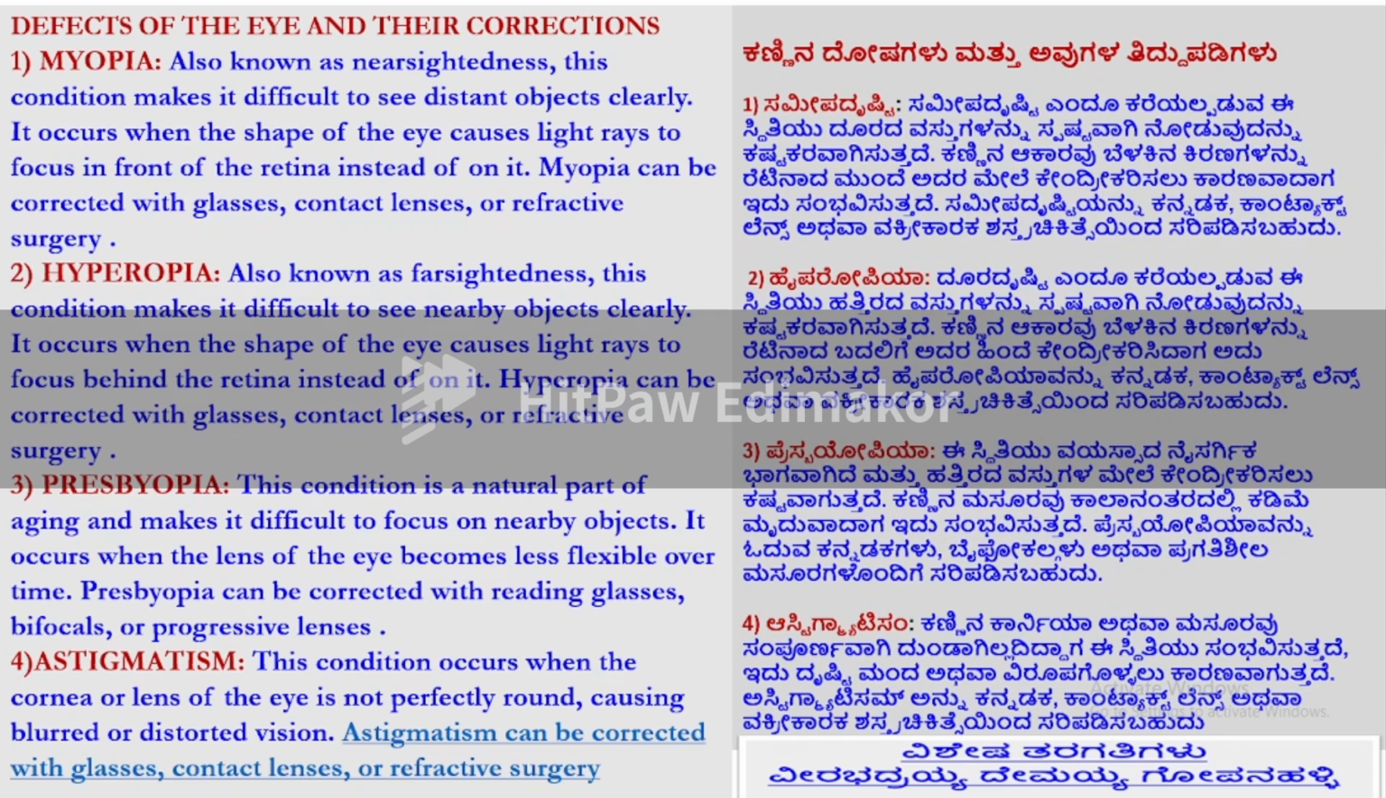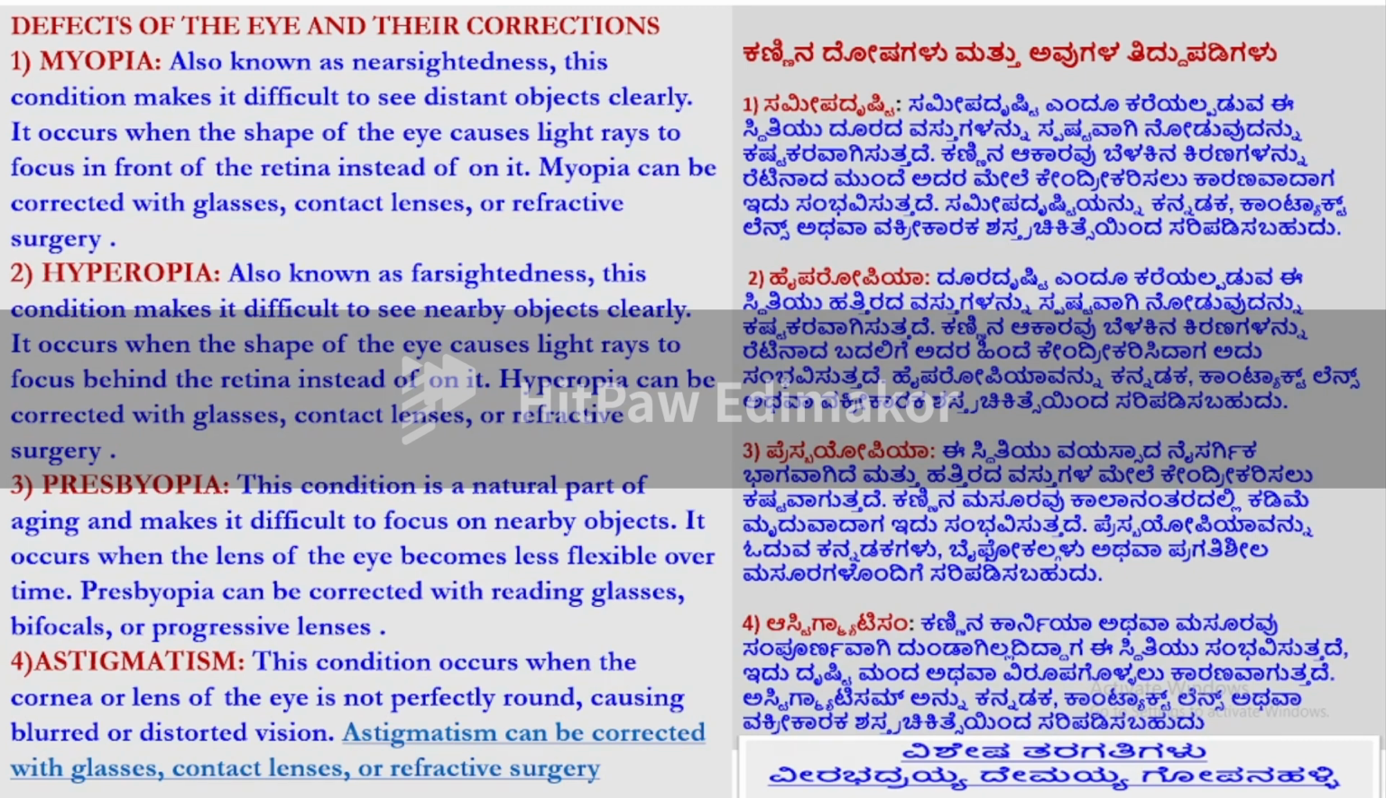Presbyopia: this condition is a natural part of aging and makes it difficult to focus on nearby objects. It occurs when the lens of the eye becomes less flexible over time. Presbyopia can be corrected with reading glasses, bifocals, or progressive lenses.